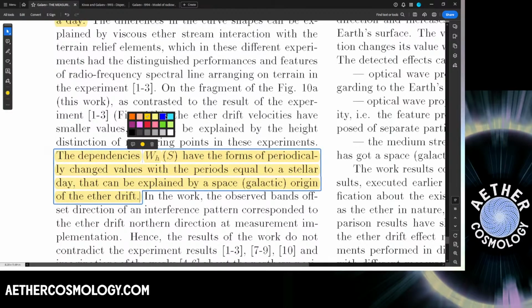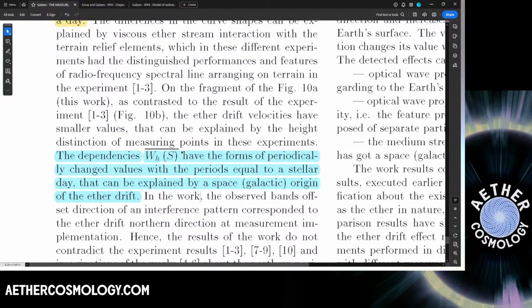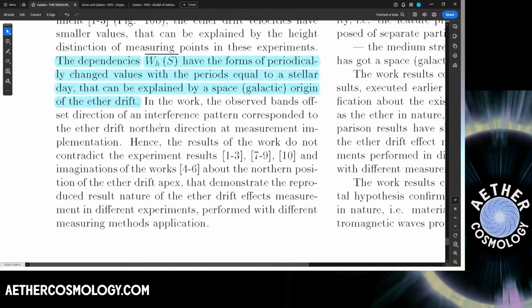The dependencies of average speed of the ether wind when plotted against sidereal time have the forms of periodically changed values with the periods equal to the stellar day.